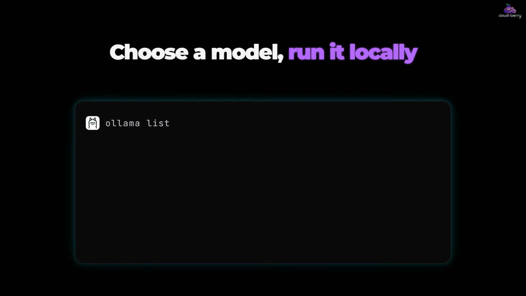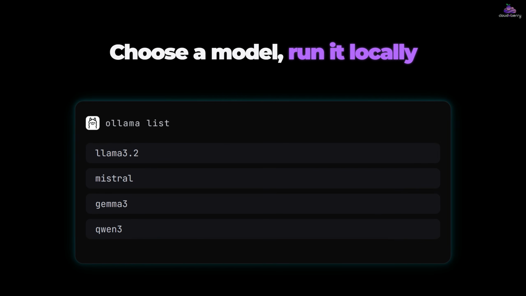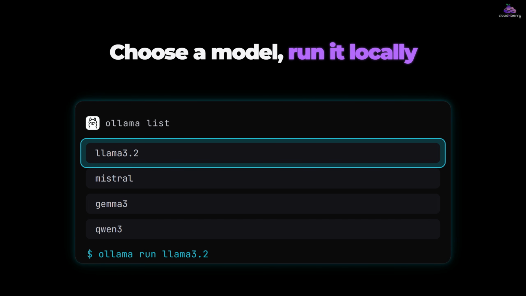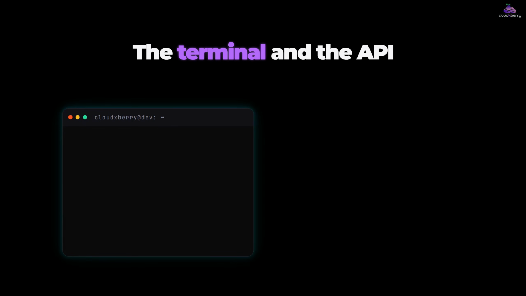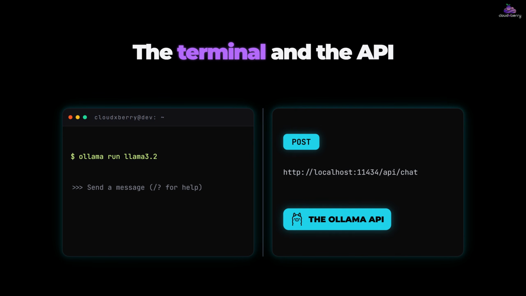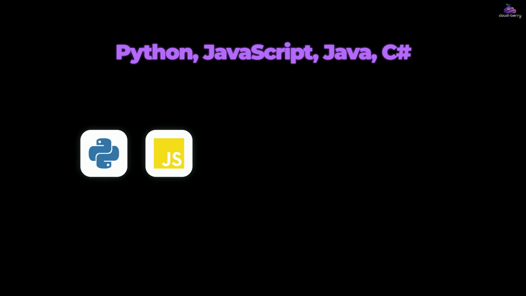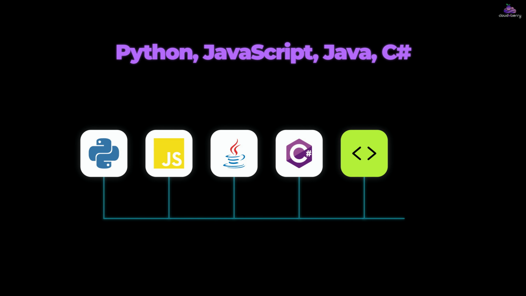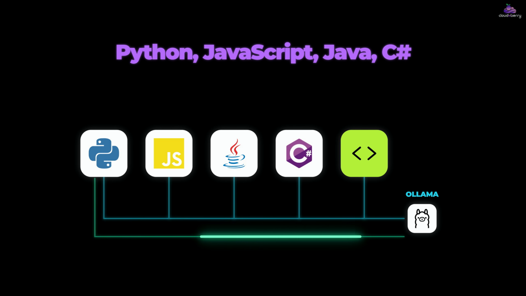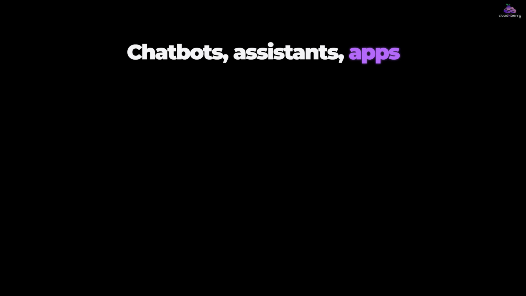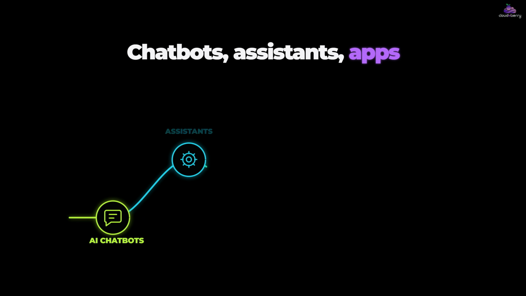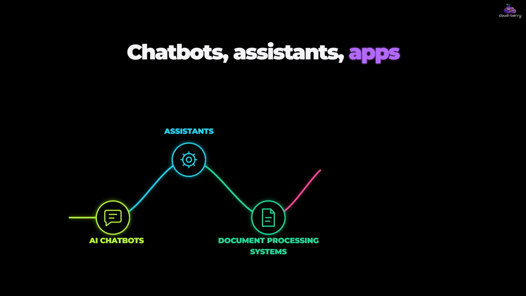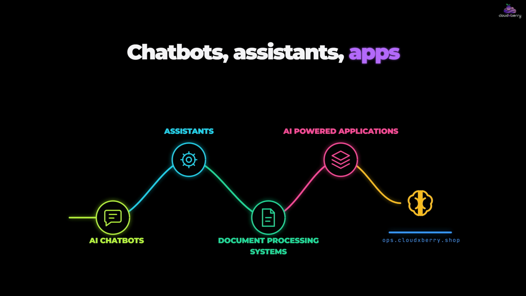Now, why is Ollama useful for developers? Once Ollama is installed, you can choose a compatible model and run it in your environment. You can interact with it directly through the terminal, but more importantly, Ollama also provides an API. That means your Python, JavaScript, Java, C#, or other application can send requests to Ollama programmatically and receive responses from the model. This makes it possible to build things like AI chatbots, assistants, document processing systems, and other AI-powered applications around models running on infrastructure you control.